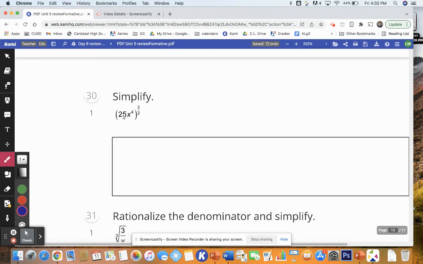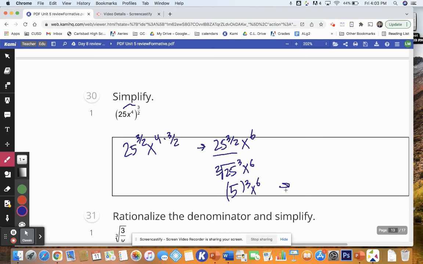All right, this one here, anytime you have parentheses, raise both of those to that power. So we have 25 to the 3/2, x to the 4 times 3/2. So we get 25 to the 3/2, x to the 12 over 2, which is 6. And let's just figure out what this is. So this is really the square root of 25 cubed. Square root of 25 is 5 cubed. 5 times 5 times 5 is 125, x to the 6th.